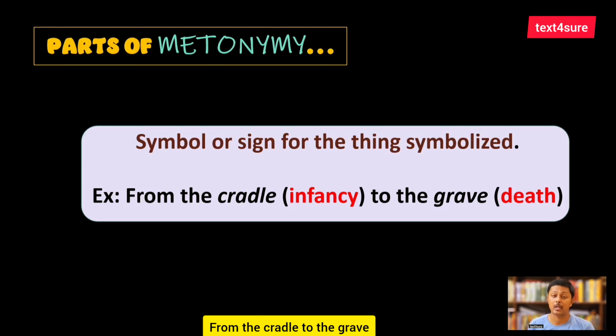From the cradle to the grave. See here, for your convenience, I have made here cradle infancy and grave death. So the color, I have changed it to red. The cradle is the symbol for infancy, grave is the symbol of death. They are closely associated, but this is an example of metonymy. Why? Because this is a symbol or sign for the thing symbolized.